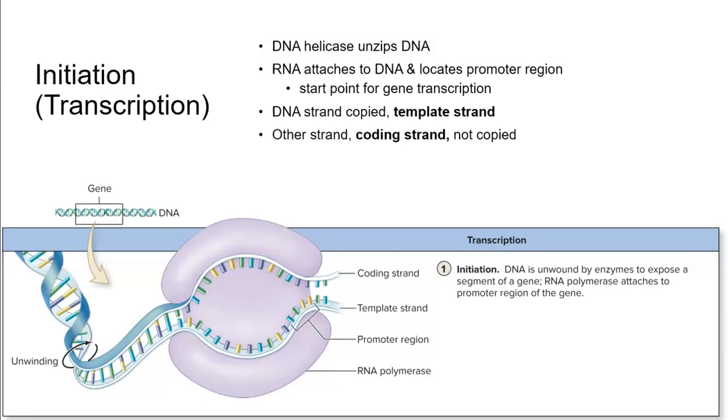So the DNA strand that's going to be transcribed to form the RNA is called the template strand, and the other one that is not copied is called the coding strand. So remember, with initiation, find the promoter, get ready to copy.